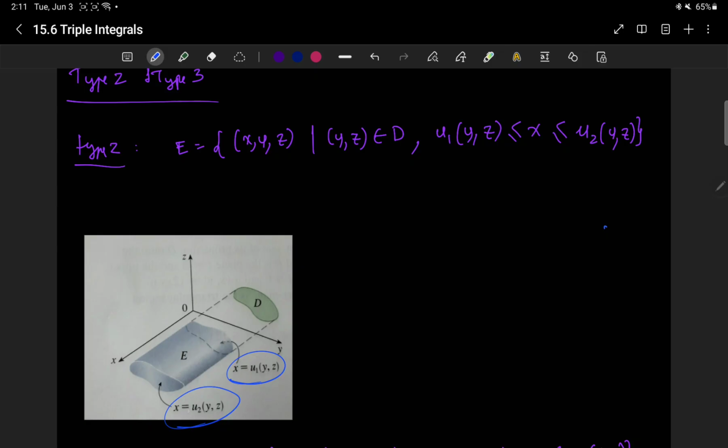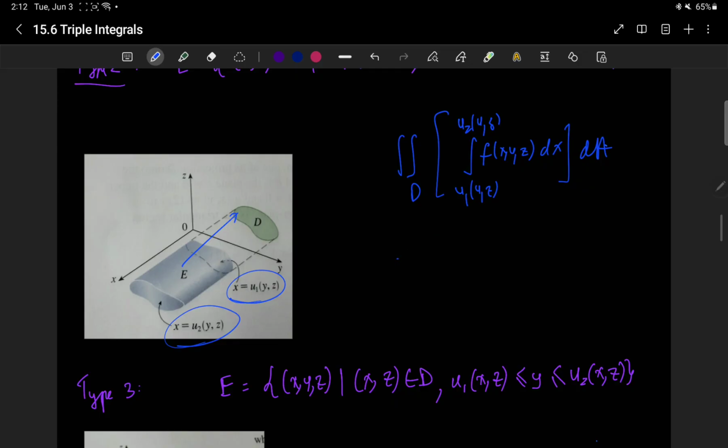So if the solid region can be expressed more easily with x between u1 of yz and u2 of yz, then we are going to project this into the yz plane. So what's going to happen in this case? We will have first a dx, which goes from u1(y,z) to u2(y,z), and then we will have a dA, which will depend on the region D. So there will be 2 possibilities here again. The first possibility is we take this, and it's going to remain the same.